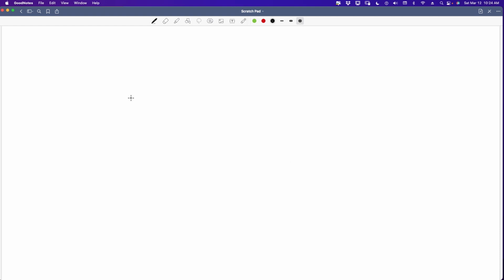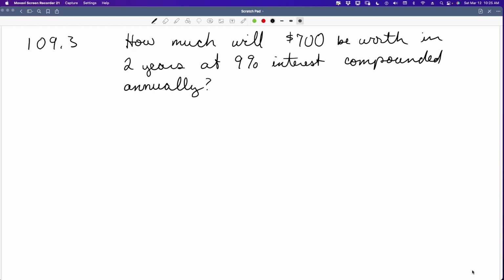So I'm going to put up 109.3 and we're going to learn how to do that. So how much will $700 be worth in 2 years at 9% interest compounded annually? So when you see this compounded, then what that tells you is that it's including the interest that's already earned in the previous time period. And annually tells you the time period that that interest is paid in.